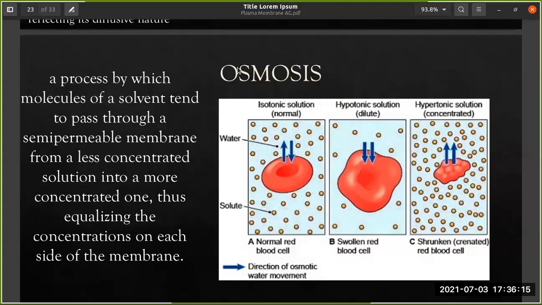So you have a hypotonic solution. You have the cell over here and the solute outside is less. So what happens? The water starts to enter and this cell swells. Opposite, if you have high concentration of solute outside, what happens? The water from inside the cell goes outside and the cell shrinks.